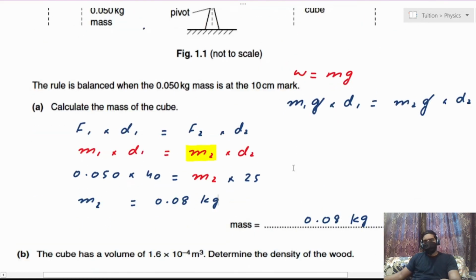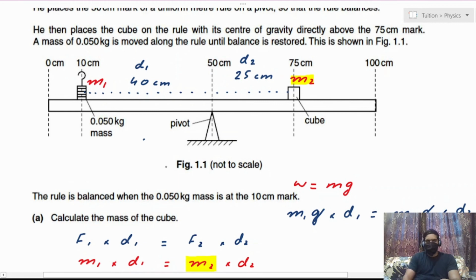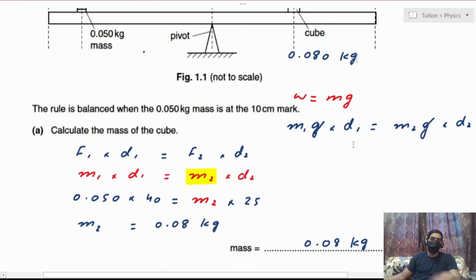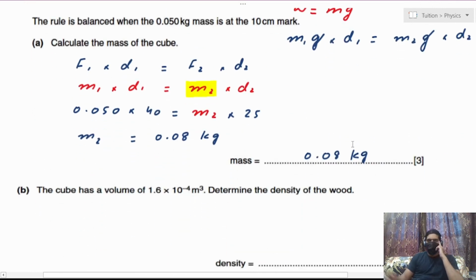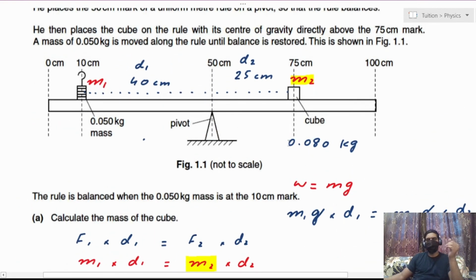All right. So this mass was 0.050 and this one is 0.08, or you can write 0.080 kilograms. In two significant figures, you can write it as 0.080, just to make it consistent with the first mass. Now, if you take a look at the question, the mass m1 is less as compared to the mass m2, and the system is balanced.